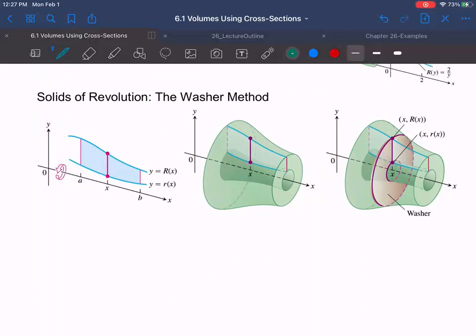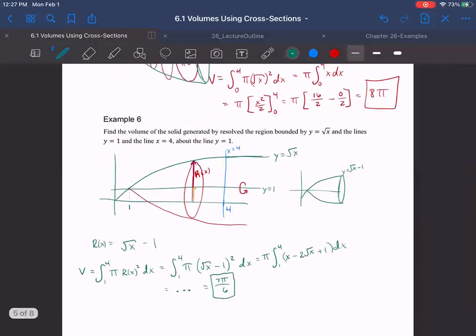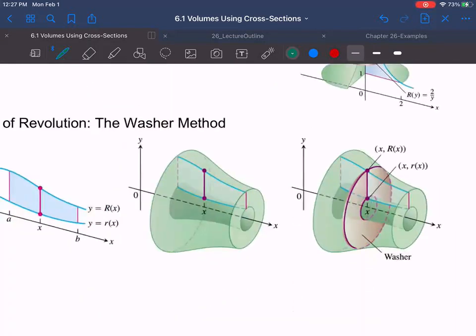the x-axis. Now, if we went back a page and we did this one, we had the two functions, but we revolved it around, essentially, one of the functions, right? We revolved it around y equals one. But in this one, we're revolving it around the x-axis. So see what it does? It puts a hole in the middle, okay?